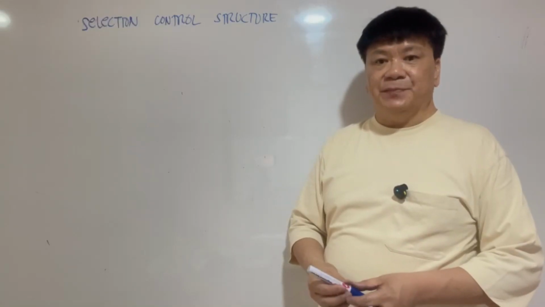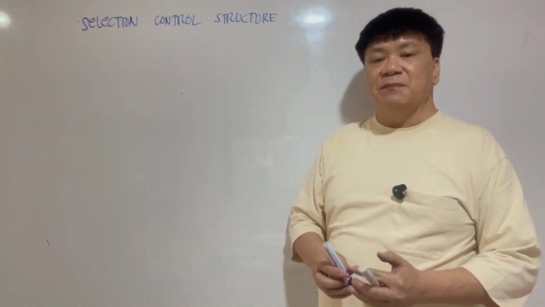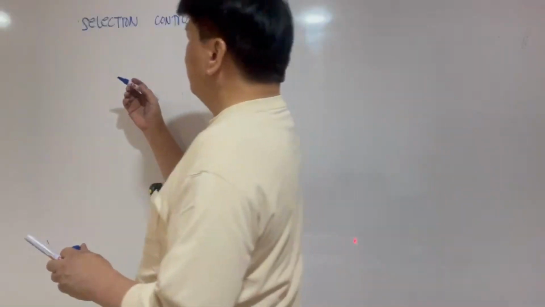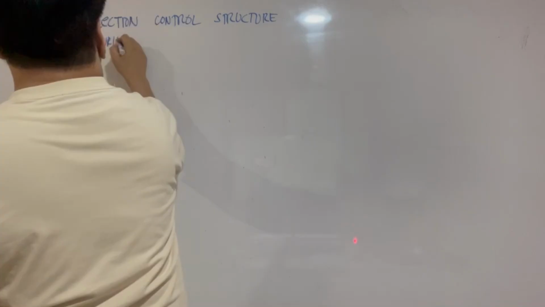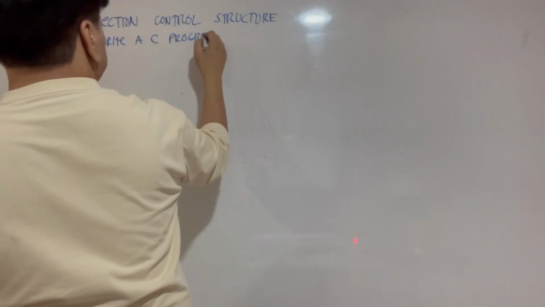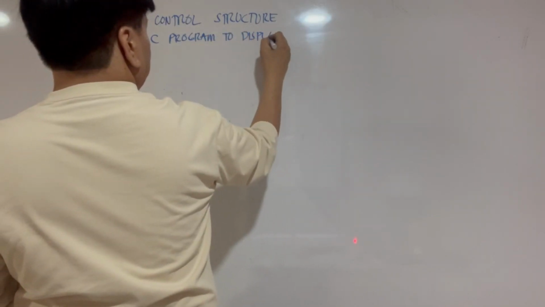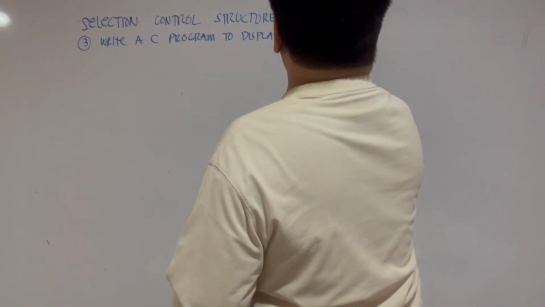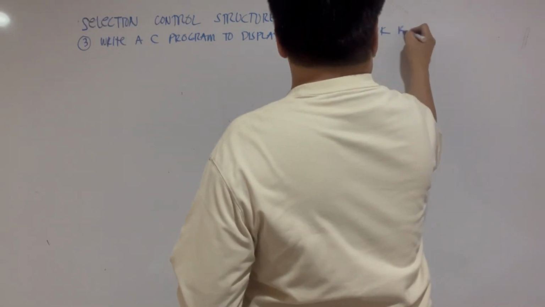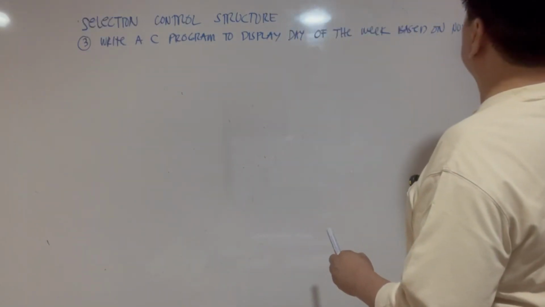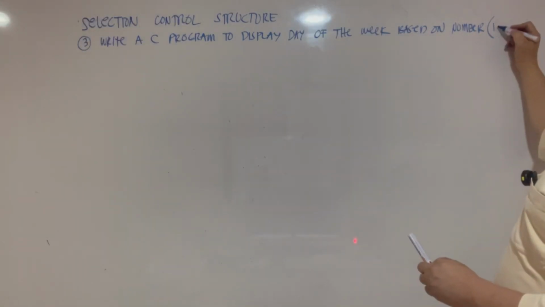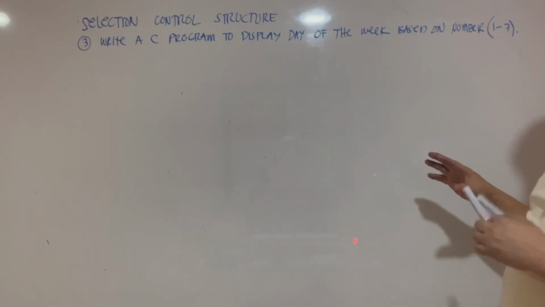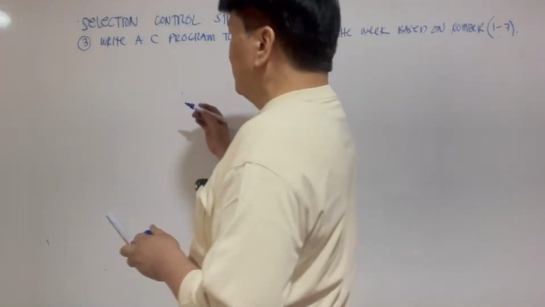Now we are down to our third example for the selection control structure. This time, let's have the switch case statement. The switch case statement is very useful for menu-driven programs. Let's say you are asked to write a C program to display or output the day of the week based on a number. So we have options from 1 to 7. If the user, for example, inputted 1, that will display Monday, 2 Tuesday, 3 Wednesday, etc. Now let us create a flowchart for this problem.